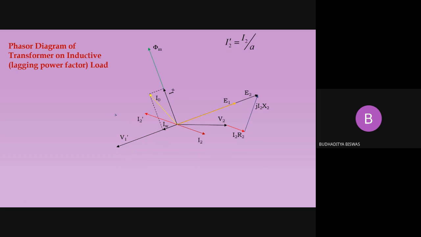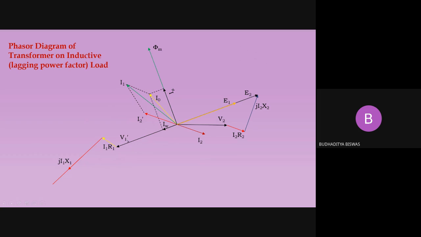Then if you extend I2, the secondary current, in the opposite direction, we get I2 dash, which is the value referred to the primary side. If we take the summation of I2 dash and I0, we get the primary current I1. Now, on the same axis as I1, the voltage drop should fall. So the voltage drop across the primary resistance, I1 R1, should fall on the same axis as I1. The voltage drop across the reactance in the primary circuit should lead the primary current I1 by 90 degrees, so we place I1 X1 on that axis.